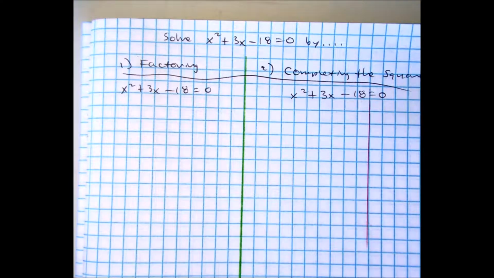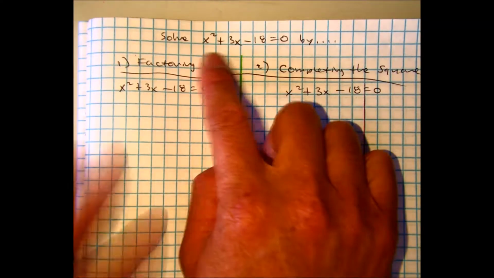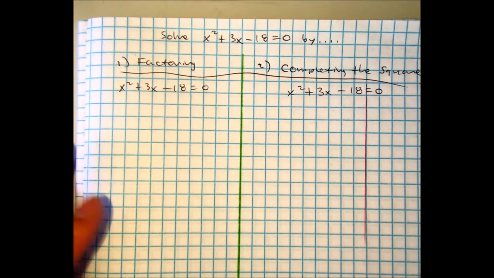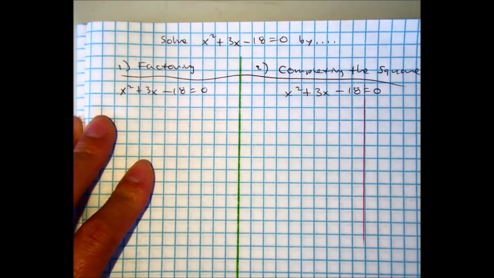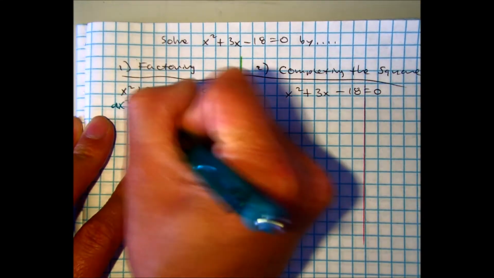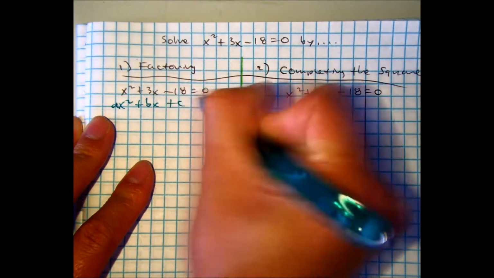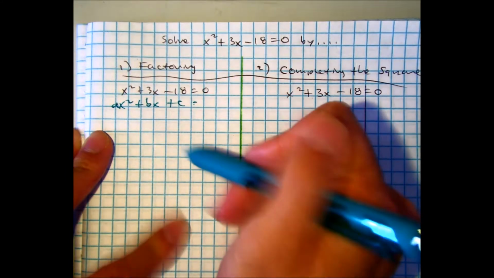Alright, let's go over this problem. I asked you guys to solve x squared plus 3x minus 18 by factoring. So this is in standard form, ax squared plus bx plus c. And the reason why I need that is so I can actually factor it.